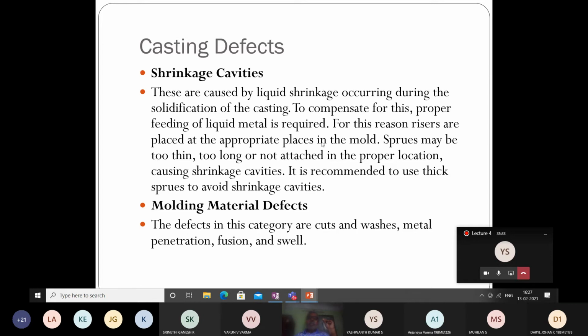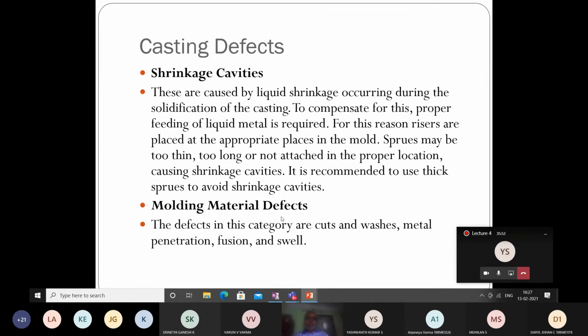The riser should be placed at an appropriate place, usually at the topmost position of the mold. The sprue should be thicker, it should not be too thin. It is recommended to use thick sprues, a very wide sprue, and the pouring basin should be very wide. Then only can the shrinkage be avoided.